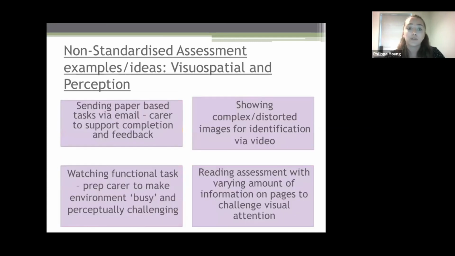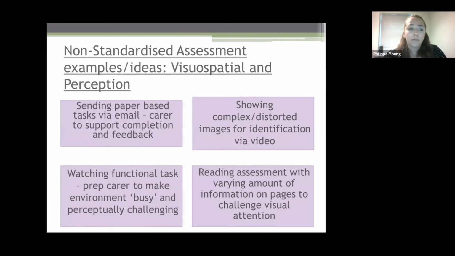Finally, visuospatial and perception examples. So we've been sending patients paper-based tasks. For example, the line bisection and star cancellation via emails for inattention, and the carer can be there to help support that task and feedback. They can either hold it up to the camera or send it back to us.